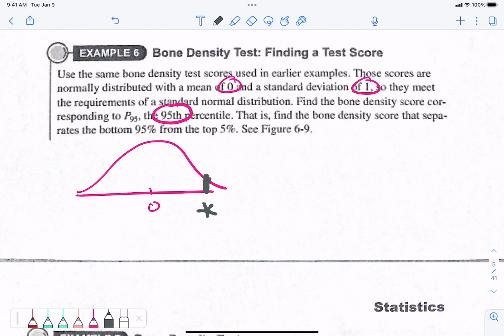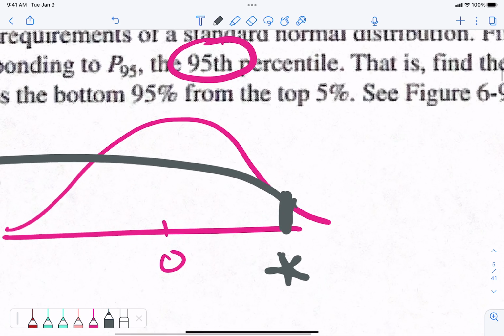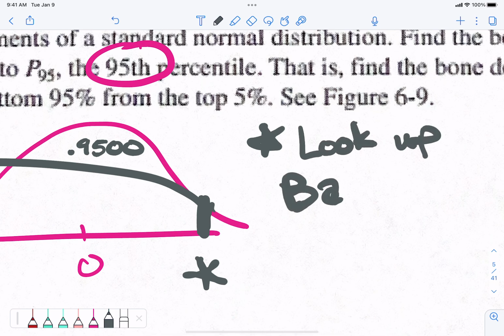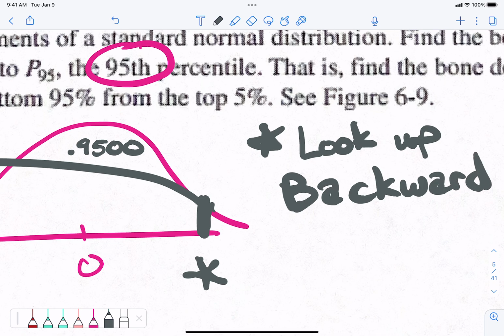Okay. And here's what they're giving us. They are giving us the percentage. If I convert 95% to a decimal with 4 decimal places, it would be 0.9500. Do you see that? So what we're going to do is a look up backward. I'll use that terminology later on as well. You're going to look it up backwards in the table.